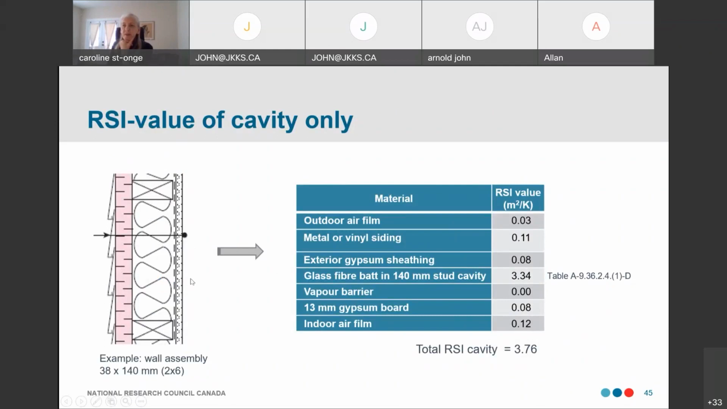So if you were thinking to calculate the thermal resistance of that assembly by just looking at what's going on through the cavity, you would add the thermal resistance values of the different components from the outdoor air to the interior. So you would add the thermal resistance of the air film outside, the siding, the exterior gypsum board, sheathing. Here, actually, it's in pink, it's the insulating sheathing. You would add the glass fiber batt thermal resistance, vapor barrier, and so on. And the total would be 3.76.